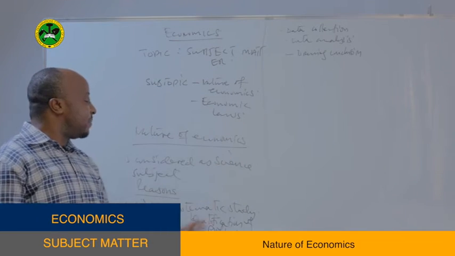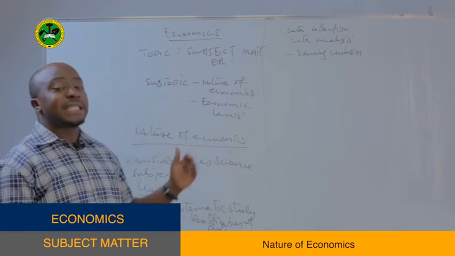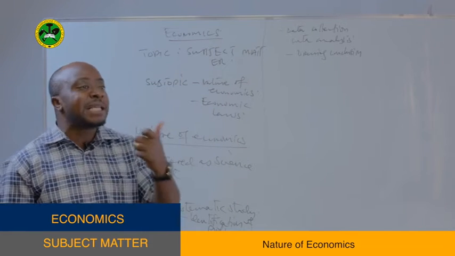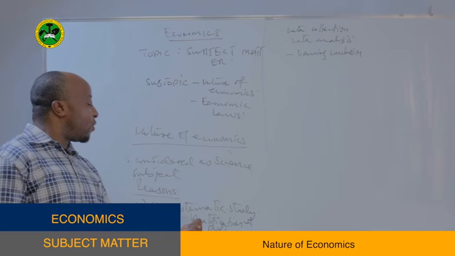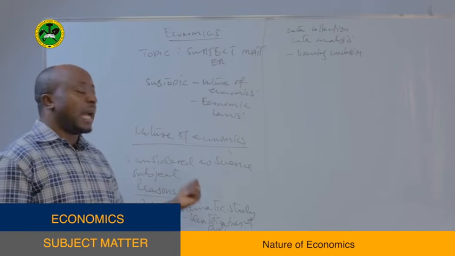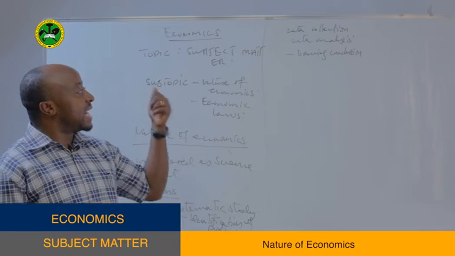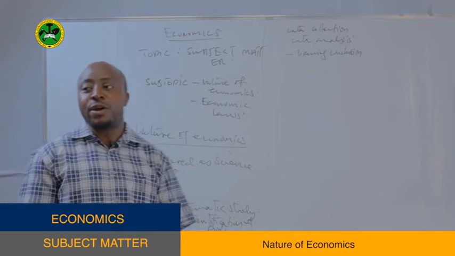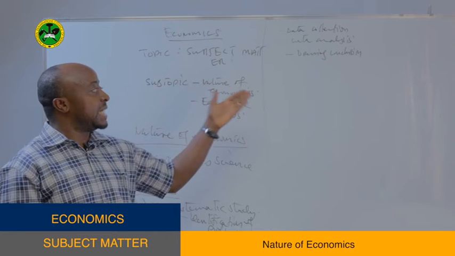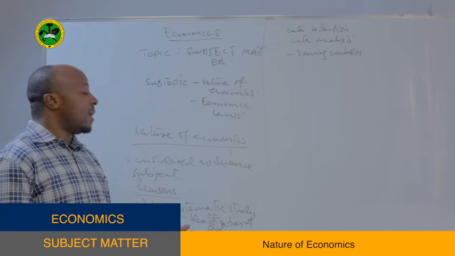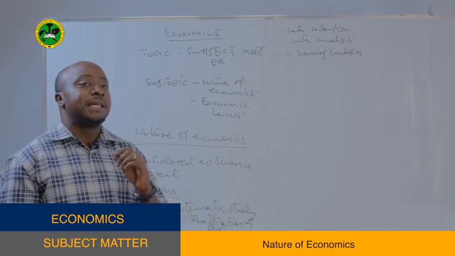So these are some of the steps which all science disciplines have to focus on. Because economics is considered a science subject, it also follows these procedures. It involves identification of the problem, data collection, data analysis, and finally it draws conclusions from those collected and analyzed data. So this is one of the reasons why we say economics is a science subject.